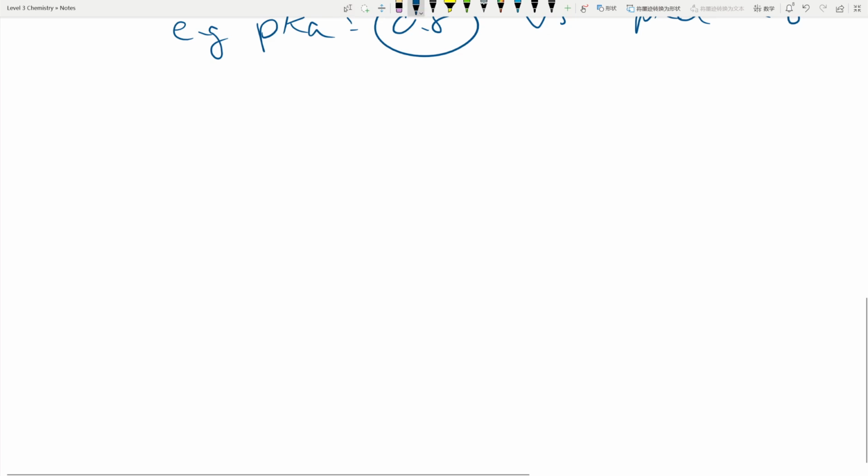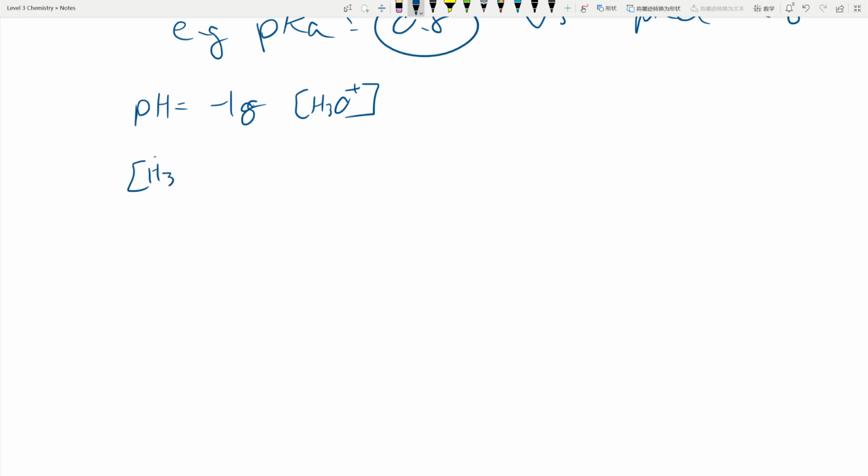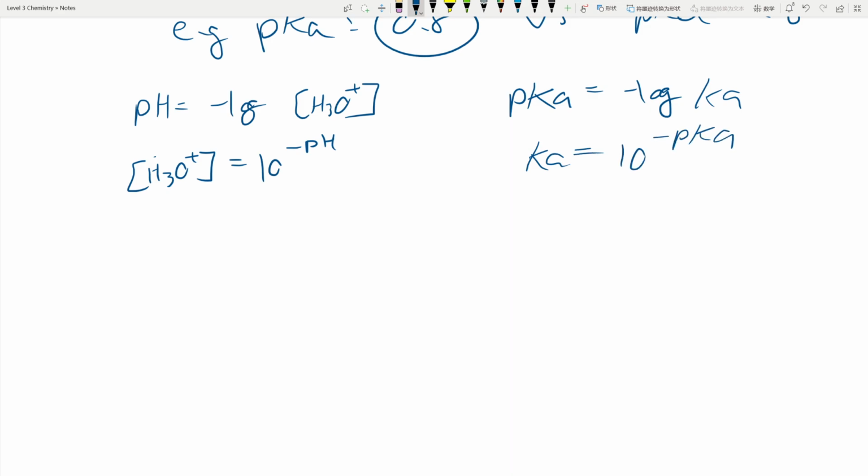And how do you calculate, say, pH equals negative log H3O plus? H3O plus is 10 to the power negative pH. This is exactly the same as Ka. pKa equals negative log Ka, Ka is not a concentration, and then Ka equals 10 to the power of negative pKa. It is exactly the same as your acid and base calculation, so if you know one, you know the other.